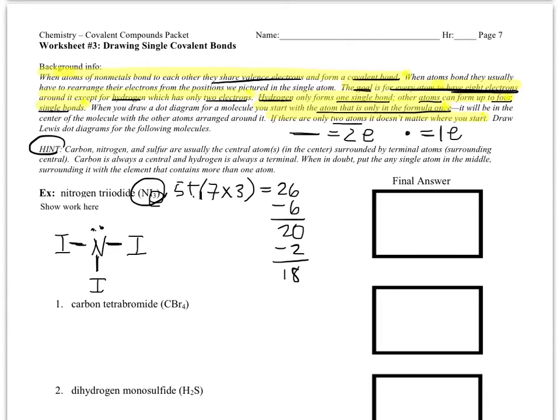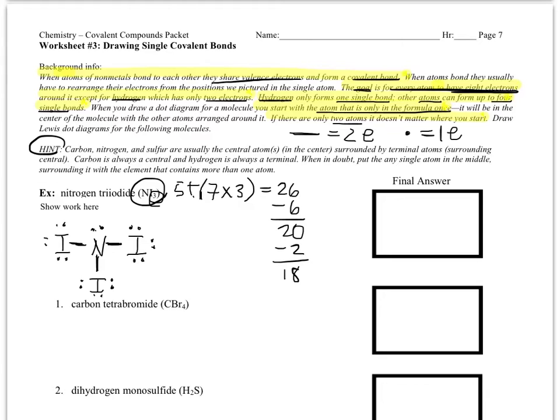Now that my central atom has all 8 electrons that it wants, the next thing I'm going to do is start spreading my electrons evenly around my outer atoms. So in this case, that would be the iodines. So I'm going to put 2, 4, 6, 8, 10, 12, 14, 16, 18, right? I always put the electrons in pairs of 2, and I keep spreading them around as evenly as I can among all of the atoms.